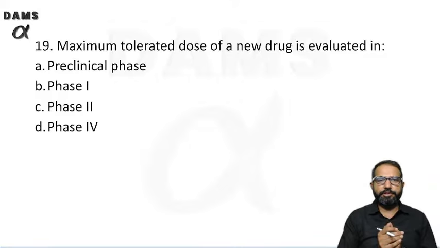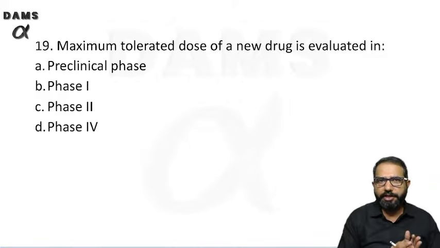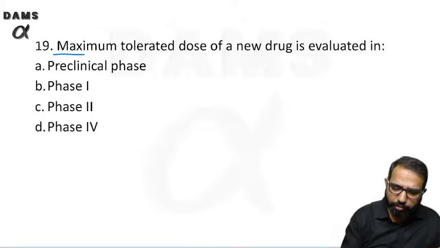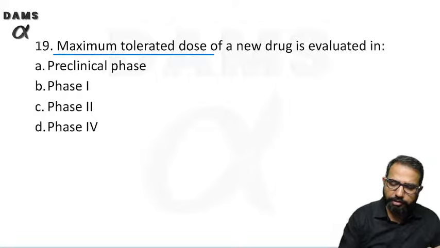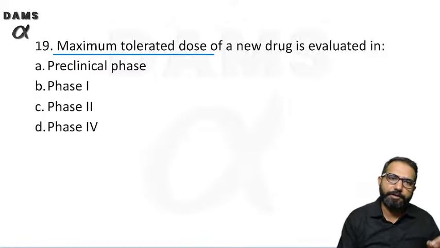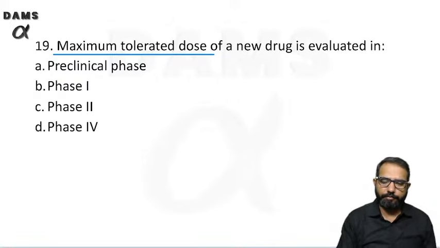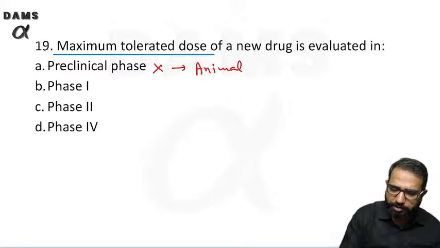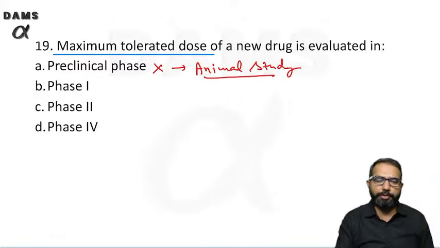Let's see the next question. From the clinical trial drug approval process, the maximum tolerable dose of a new drug will be evaluated in which phase of clinical trial? Preclinical, phase 1, phase 2 or phase 4? Maximum tolerable dose. Remember, in preclinical we do the animal study, not for human studies. That is preclinical, not for human.